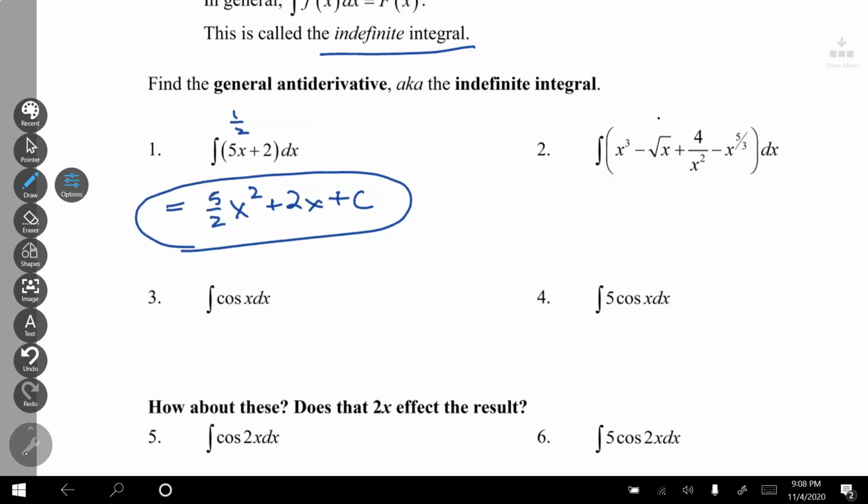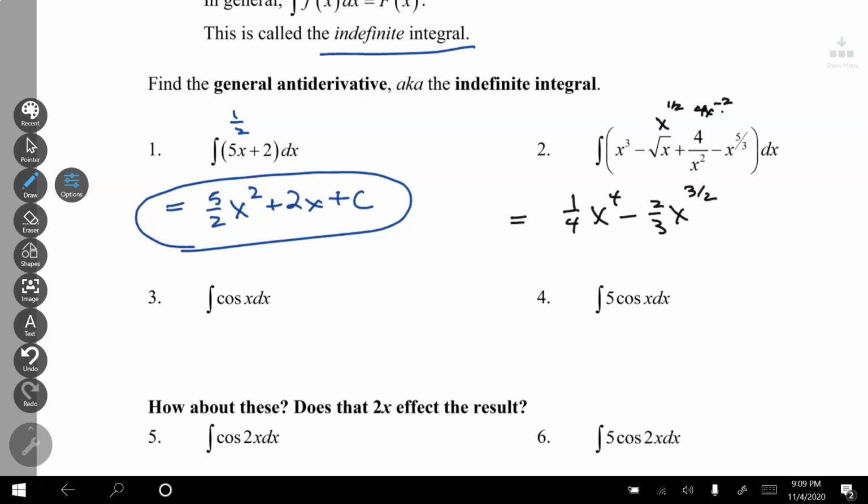Over here I might have to rewrite some of these. I might have to rewrite this as x to the 1/2, 4x to the negative 2. So when I take the antiderivative, this is x to the 4th. The reciprocal of that, I need a 1/4 up front. Minus, well, let's see. This has to add 1, and top plus bottom is going to be x to the 3/2. And then the reciprocal of that is 2/3.